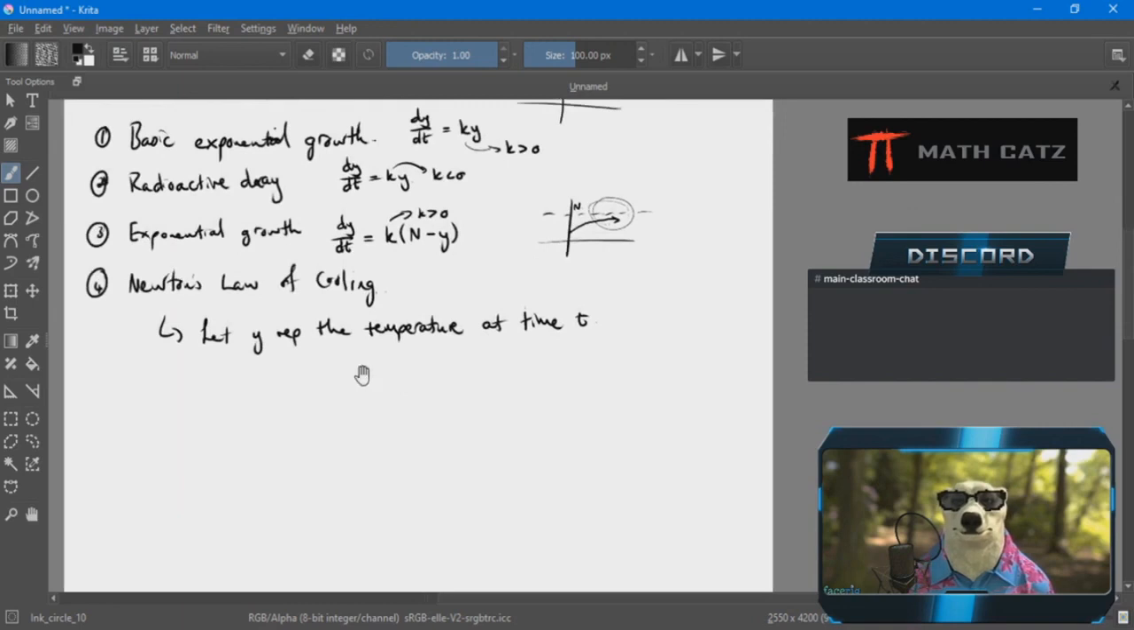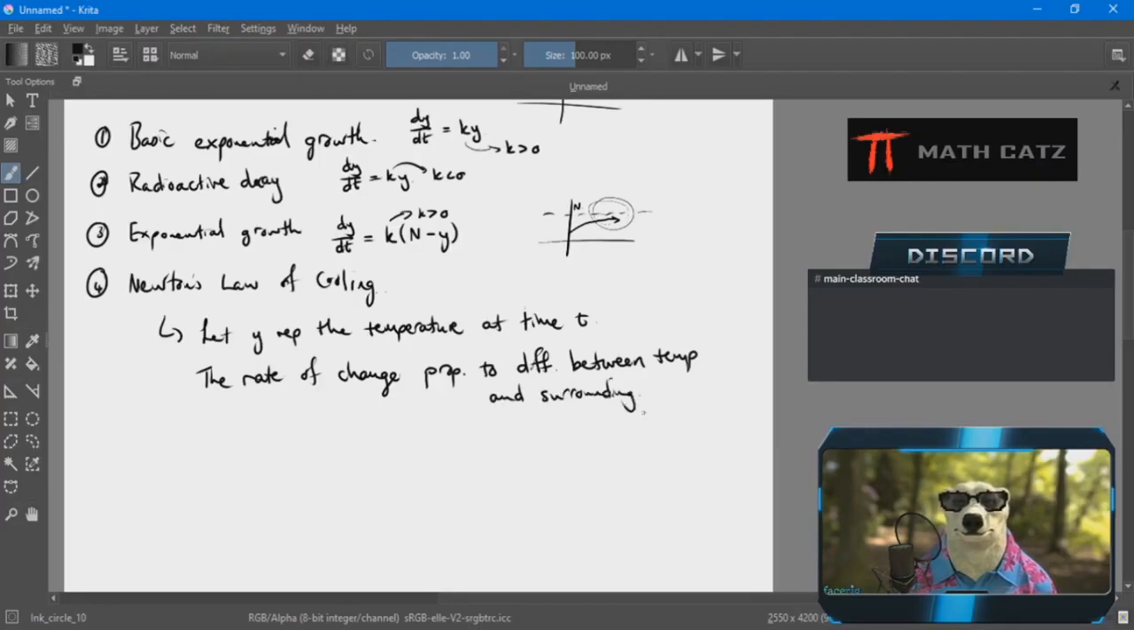But what Newton observed was that the rate of change was proportional to the difference between the temperature of the object and the temperature of the surroundings. So the room temperature in the case of leaving out a cup of coffee. So let's, for simplicity, make that an N for no reason whatsoever.